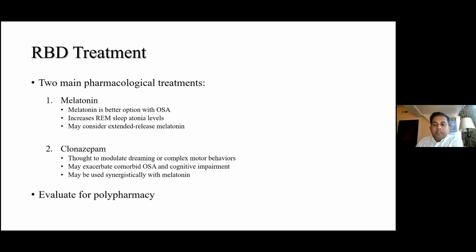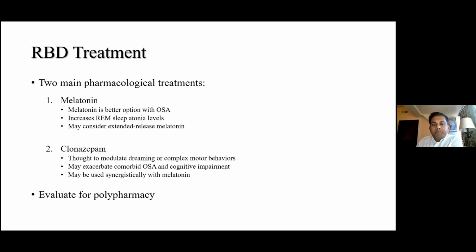So if we can use extended release melatonin to go into that second half of the night, then it can help to better stabilize and prevent the RBD behavior. And in individuals that melatonin alone, in addition to treating underlying sleep apnea or sleep disorders, isn't sufficient, then we will have to consider clonazepam, which in the video the reporters discussed.